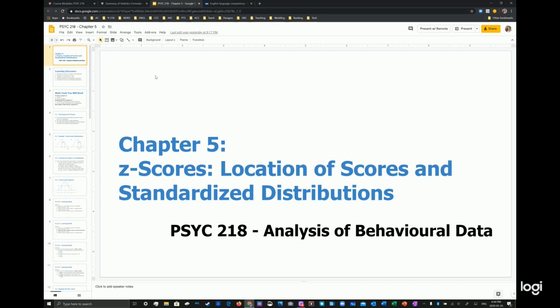And so this chapter covers how we're going to do this, and we're going to use something called z-scores. And a z-score specifically, as the title says, is a location score. And it is a standardized location score. And when you have a whole bunch of z-scores together, you're going to make a standardized distribution.